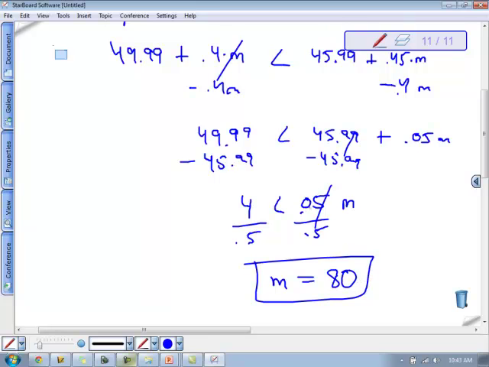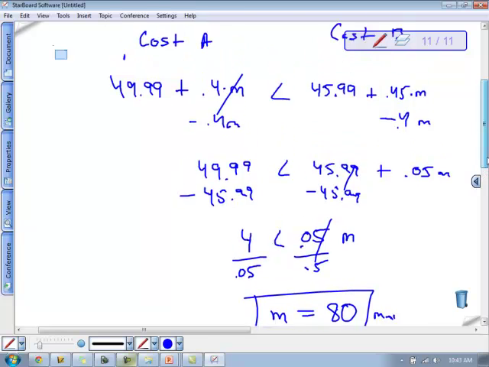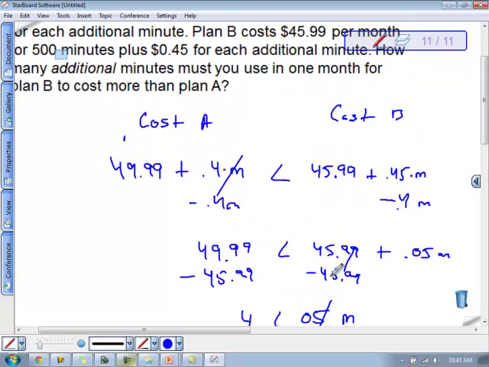I'm sorry, it's 0.05 here. I'm making a lot of mistakes today. Divide both sides by 0.05 and you get m equals 80. So 80 minutes is when plan B would cost more. So basically that could tell you what plan to go with depending on how many minutes you use.